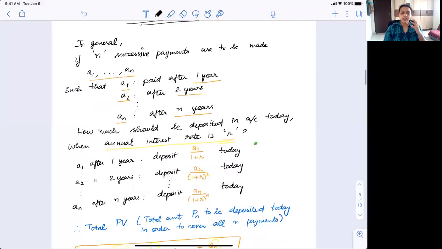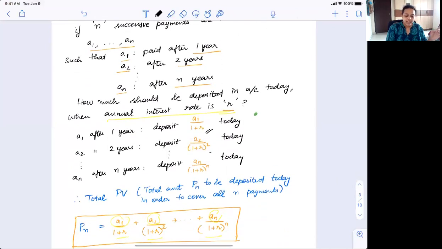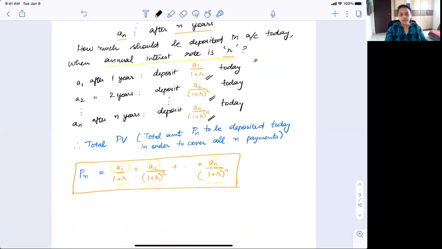Now, how much money should we have today to be able to make all of those payments at the specified time? To be able to pay A1 after year 1, I should have A1 divided by (1 plus R) today. To be able to pay A2 in 2 years, I should have A2 divided by (1 plus R) the whole squared today, and so on, and we keep going up to n. And when you sum up all of those amounts, that is the total amount that I should have today in order to be able to make those payments in the future. That's the present value of the money you need to be able to pay A1 in year 1, A2 in year 2, and so on up to AN.